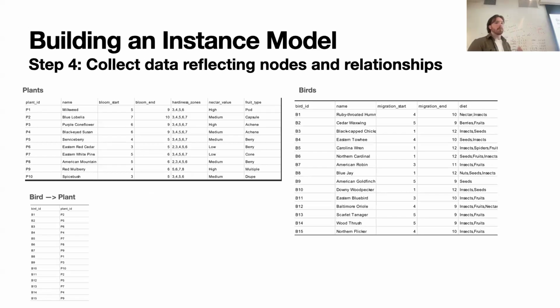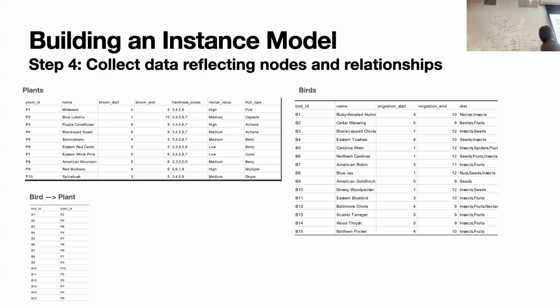So next we start collecting data, reflecting our nodes and relationships. I've collected a CSV file for each node label type. We have a CSV file for plants, for birds, and then we have a relationship CSV file which relates the bird-plant relationships.